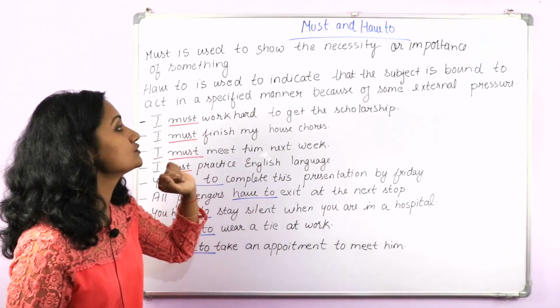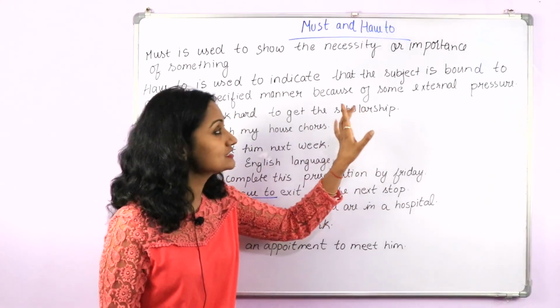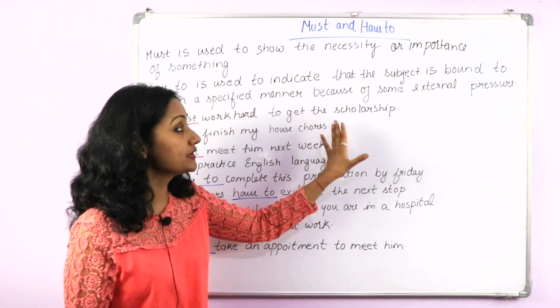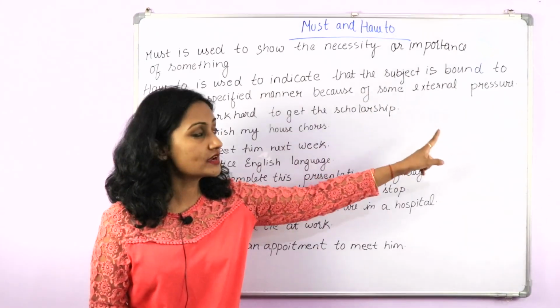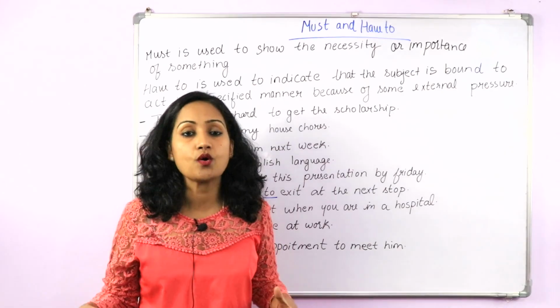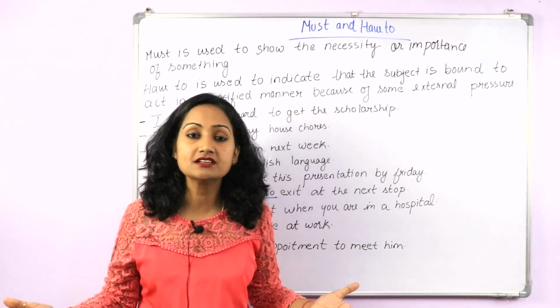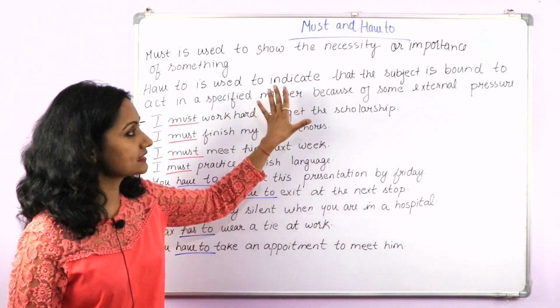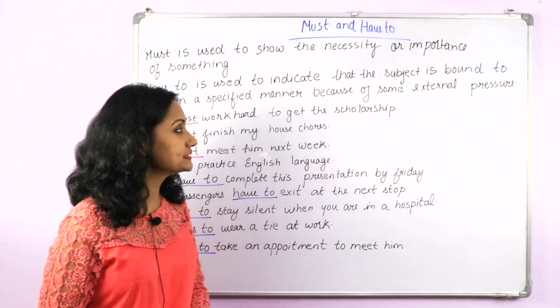Have to is used to indicate that the subject is bound to act in a specified manner because of some external pressure. Now that external pressure can be a law or a rule or a senior boss, etc. Now let's understand this thing in detail with some examples.